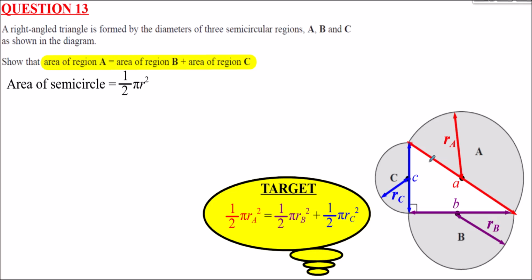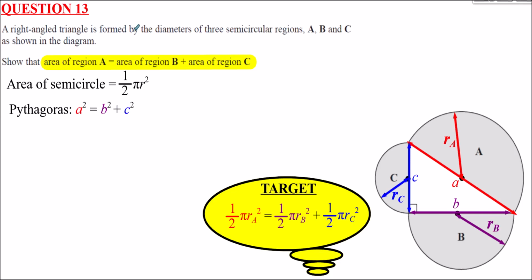I'm going to label this A as the longest, B and C are the other sides. Start with what we know. Start with Pythagoras. So Pythagoras tells us that A squared equals B squared plus C squared.